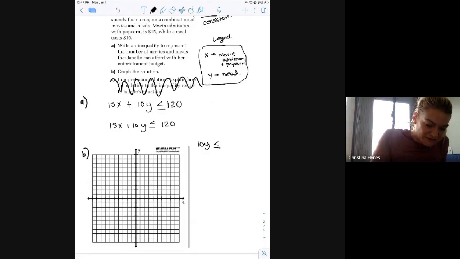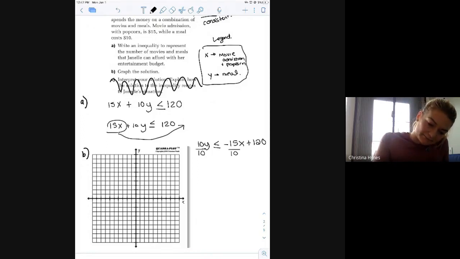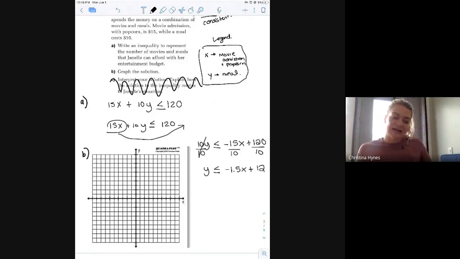So I'm going to bring this 15x to this side by making it the opposite symbol. So that means negative 15x plus 120. And then I'm going to divide everything by 10, because my goal is, if I'm going to use my graphing calculator, you always need y isolated. So you're going to have that y is less than or equal to negative 1.5x plus 12, if you divide everything by 10.